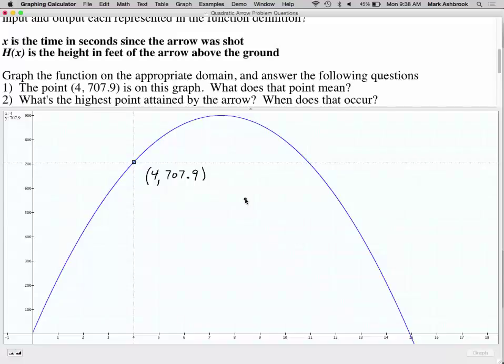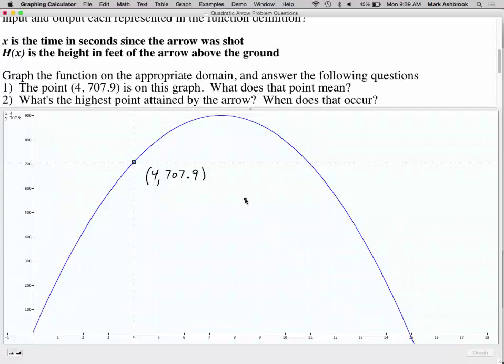All right, so number 1, 4, 707.9, what does that point mean? If we've got the input and output variables down under our belt, then this should be no problem. So what, yes ma'am? After 4 seconds, the height of the arrow is 707.9 feet. Well said. After 4 seconds after shooting the arrow, the height of the arrow is 707.9 feet. That's what that 1 point represents.